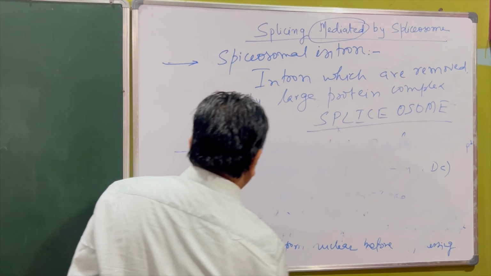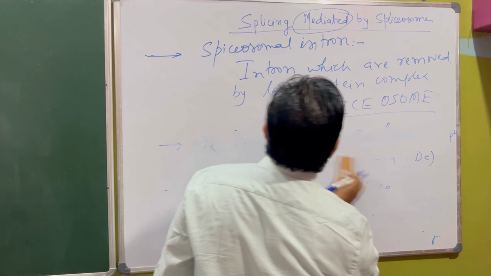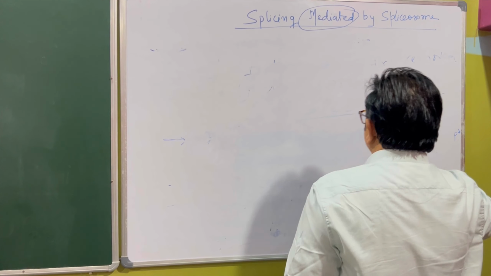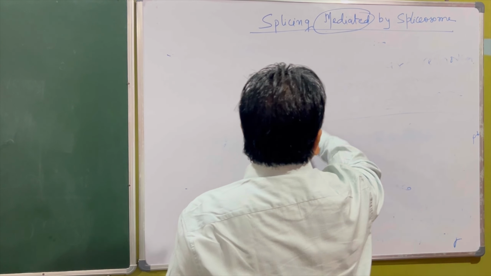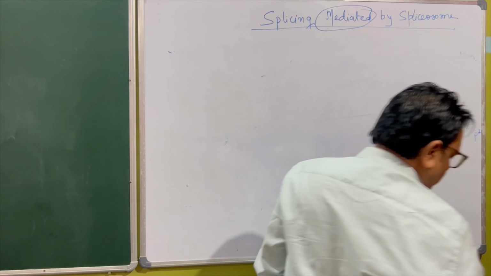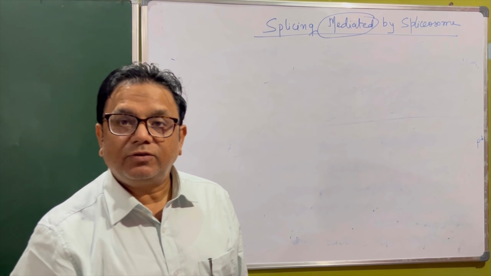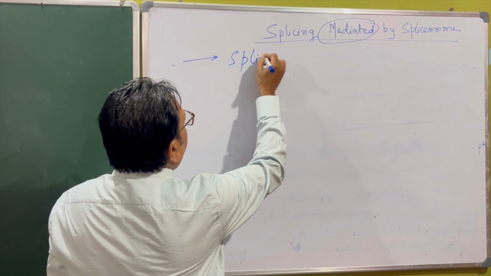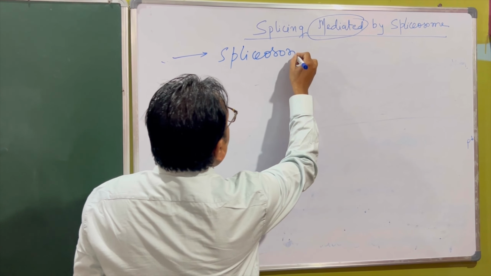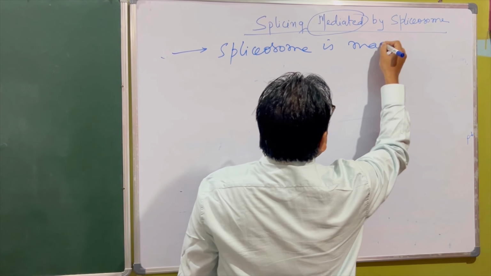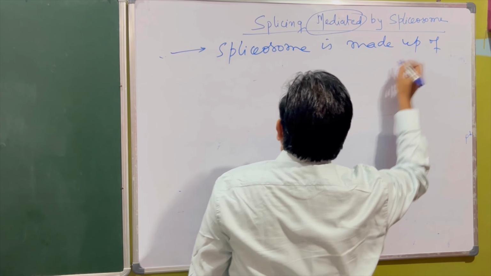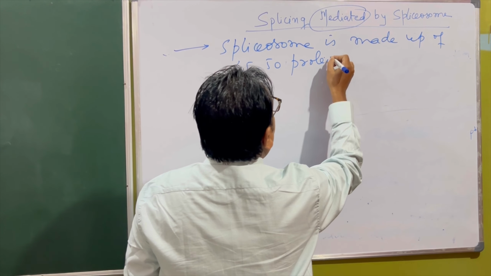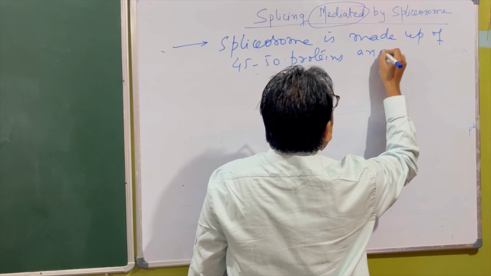Now, when we say that it is a large complex containing proteins, how is it made up? We told that it will be formed during transcription. So what is happening? Spliceosome is made up of around 45 to 50 proteins and 5 RNAs.